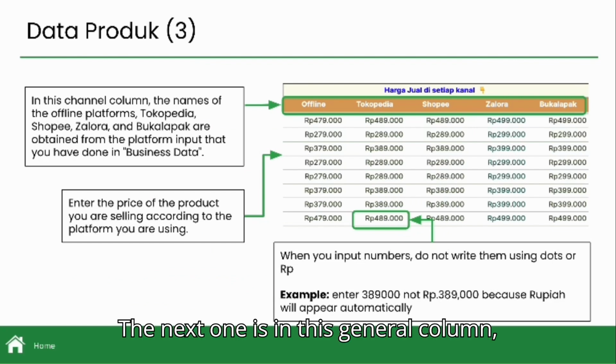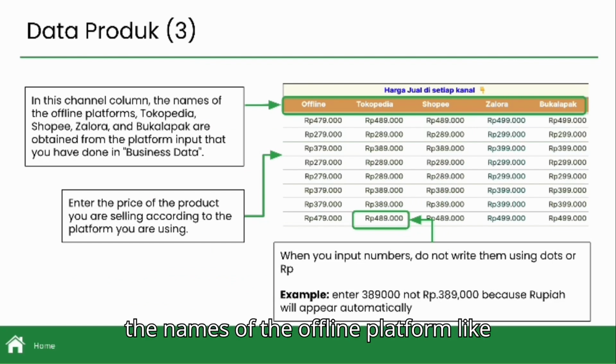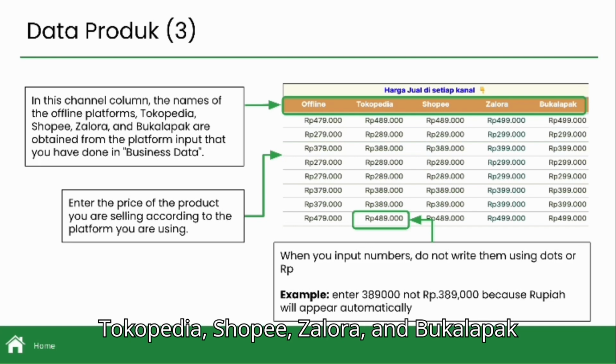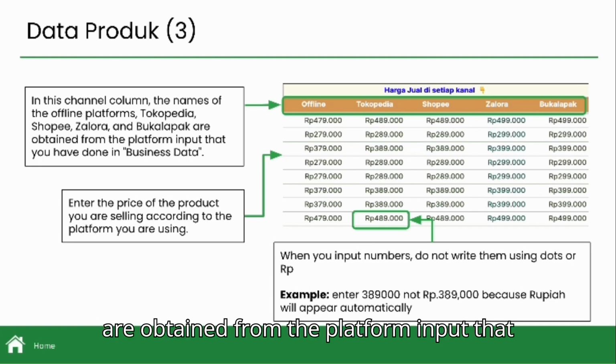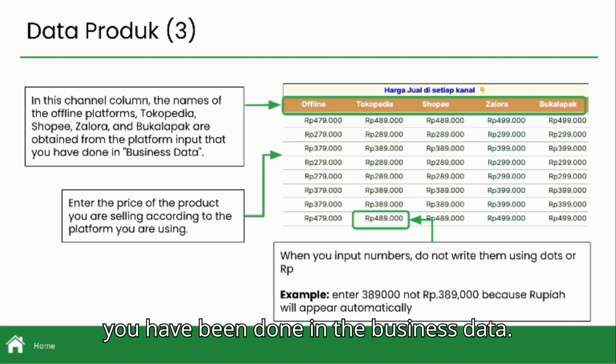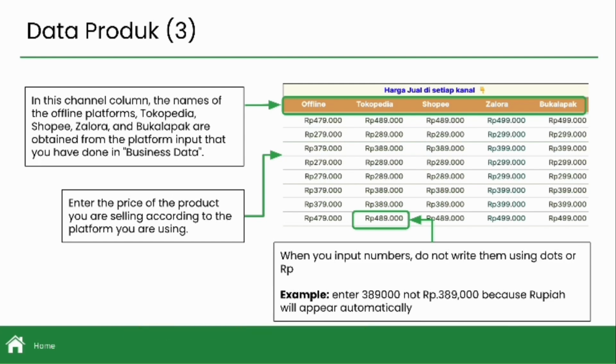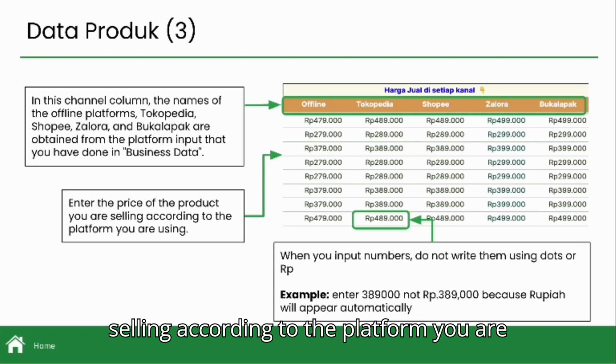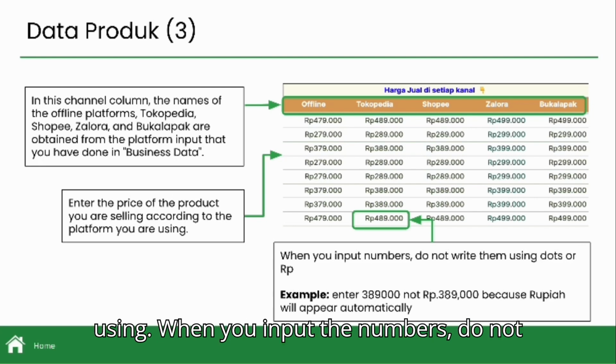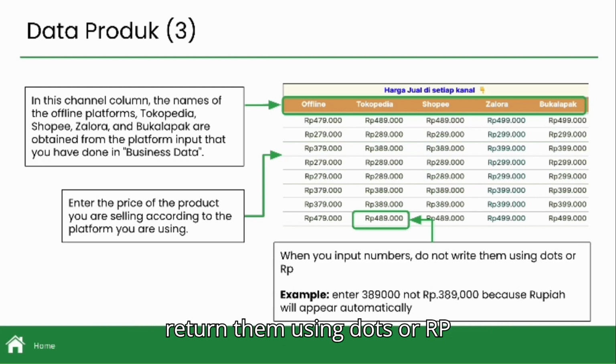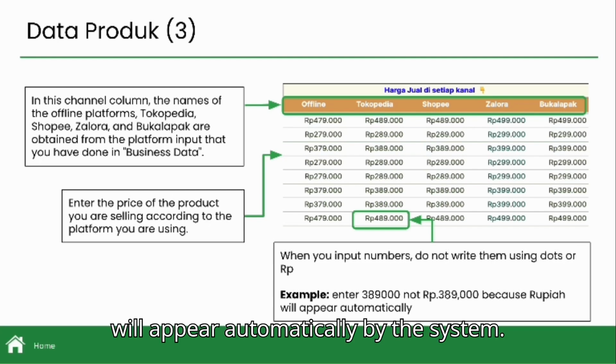The next one is in this channel column. The names of the online platforms like Tokopedia, Shopee, Zalora, and Bukalapak are obtained from the platform input that you have done in the business data. Enter the price of the product you are selling according to the platform you are using. When you input the numbers, do not type dots or Rp, because the rupiah and the dots will appear automatically by the system.